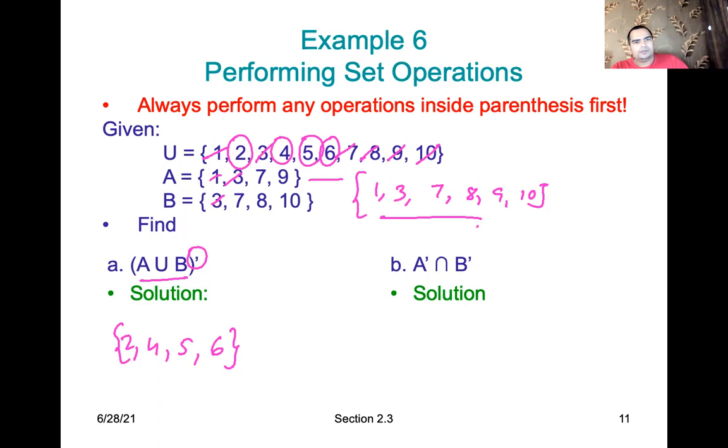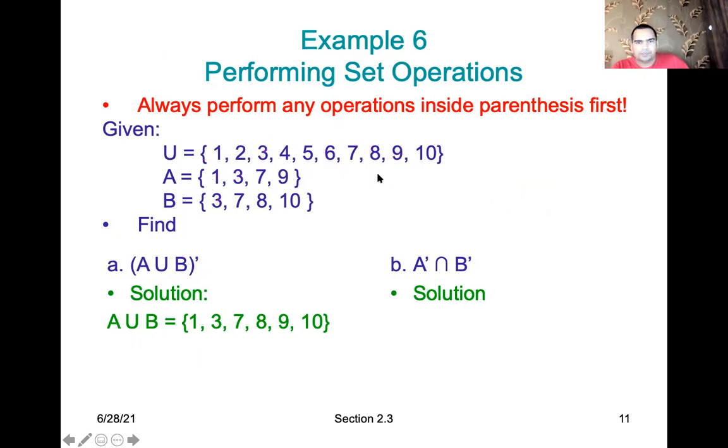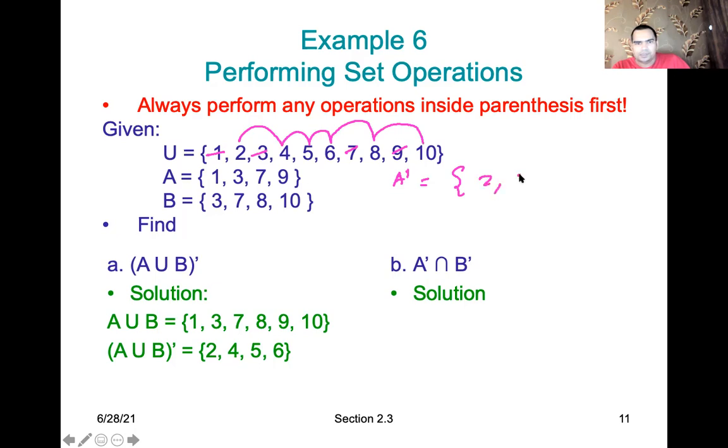Now coming back to the second part, which is basically this one, A complement intersection B complement. So A complement means everything that is outside A. So A complement is going to be 1, 3, 7, and 9. So after leaving 1, 3, 7, and 9, cut down all the numbers from here. So it'll be 2, 4, 5, 6, 8, and 10.